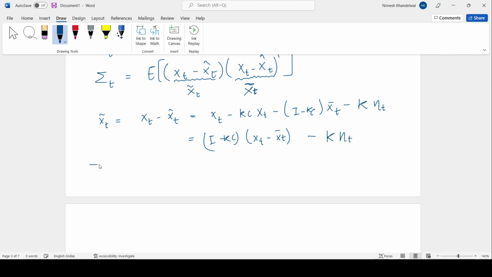So using this, I write this sigma t as the expectation of, where I replace x tilde here and here. So what do I get? I get I minus KC times x t minus x bar of t, minus K eta t, and the same thing but with a transpose now. This is just the definition of covariance that I use.